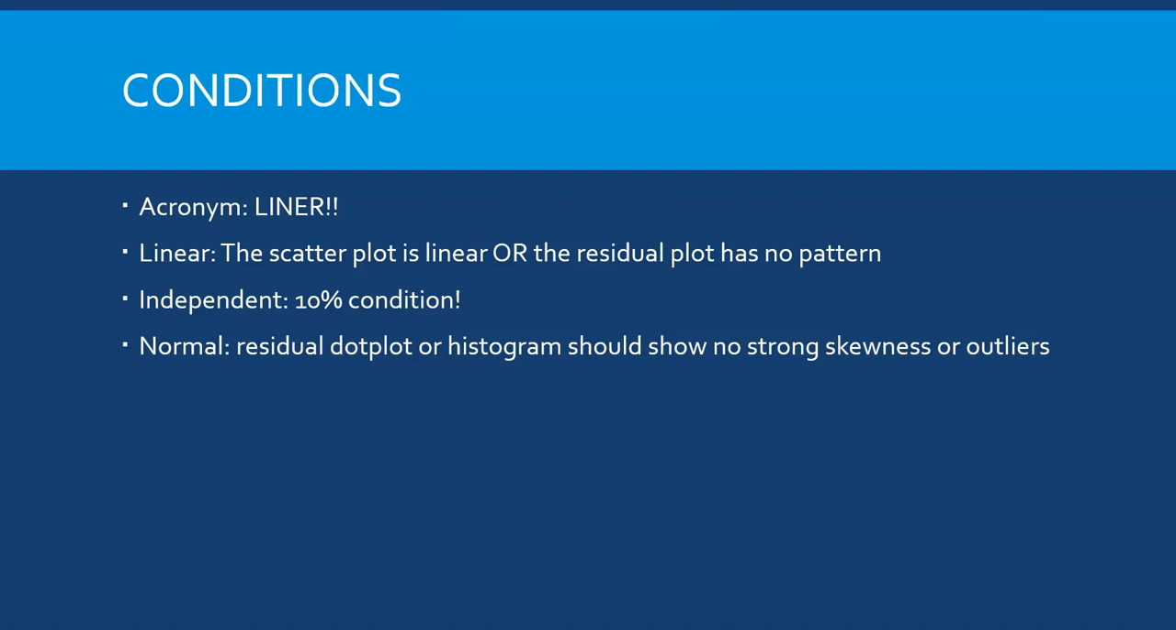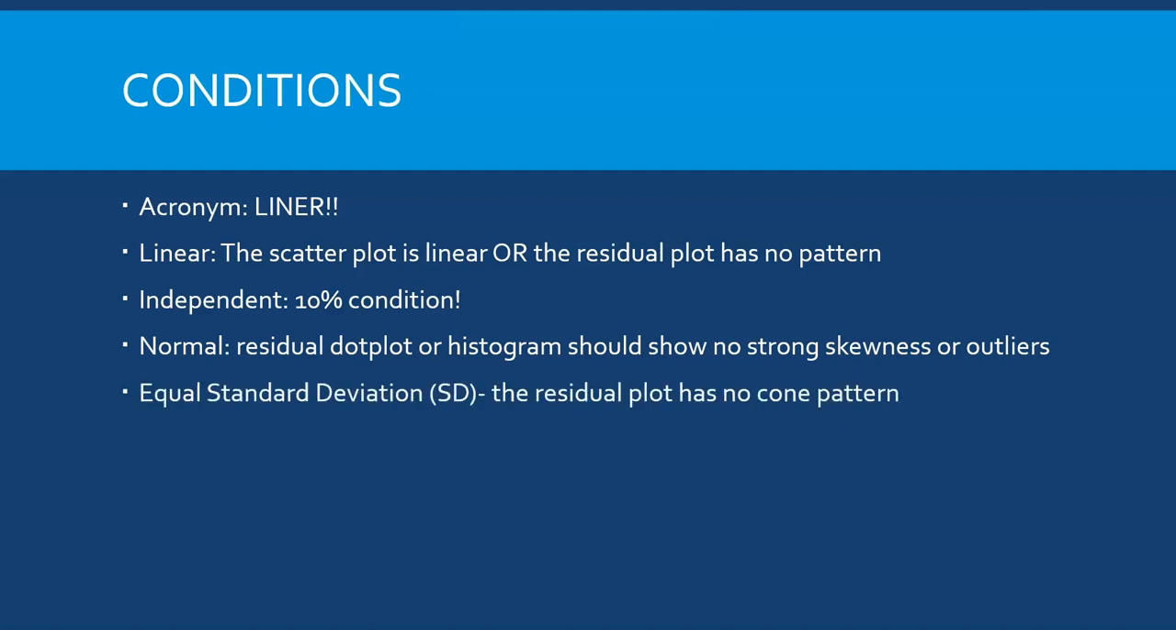But whichever one, the dot plot or the histogram, we want to ensure that it shows no strong skewness or outliers, which is something we've checked for before, but it used to just be an option. Now it's completely required that we check it this way, okay? The E, this one's kind of weird. It stands for equal standard deviation, or usually it's abbreviated equal SD, okay?